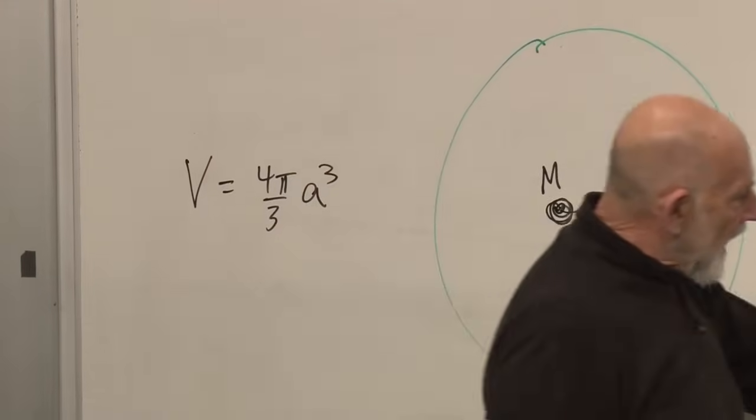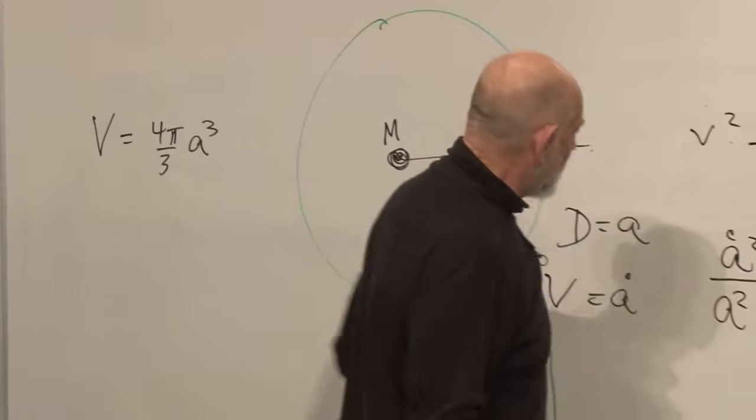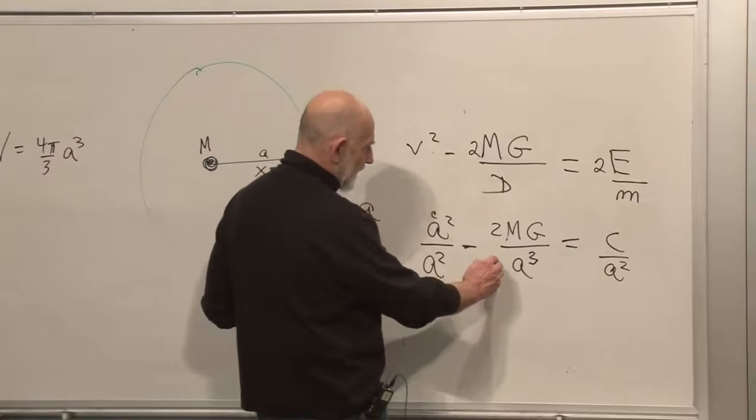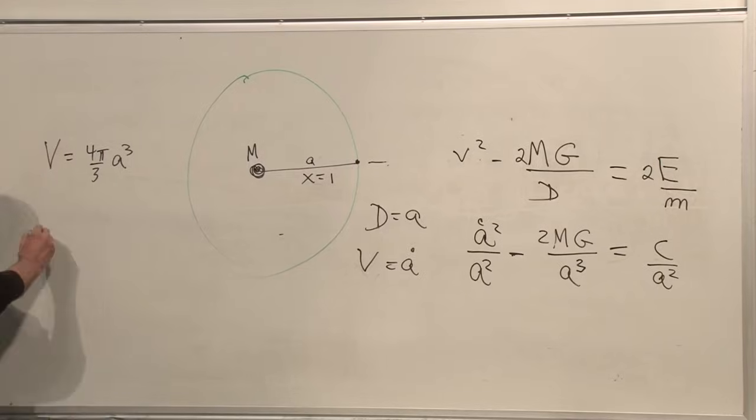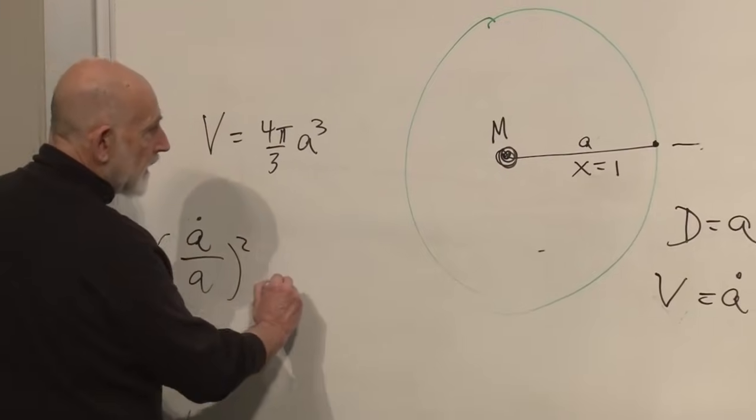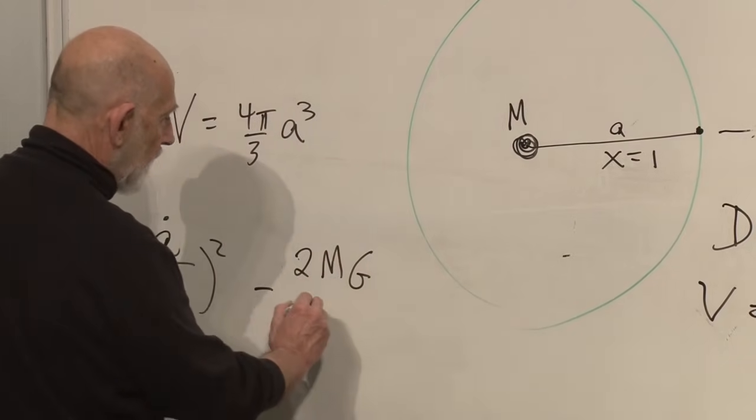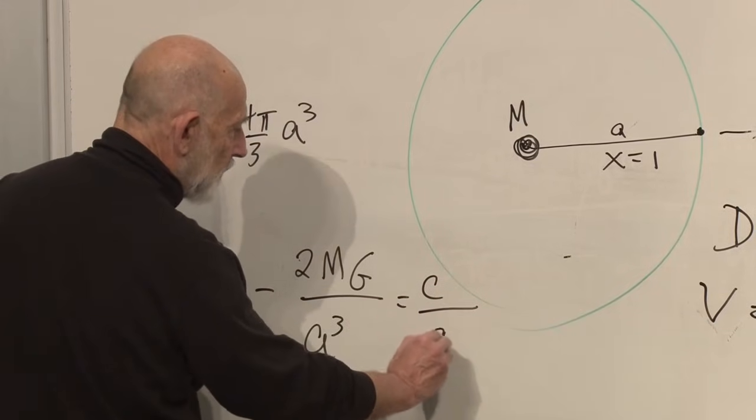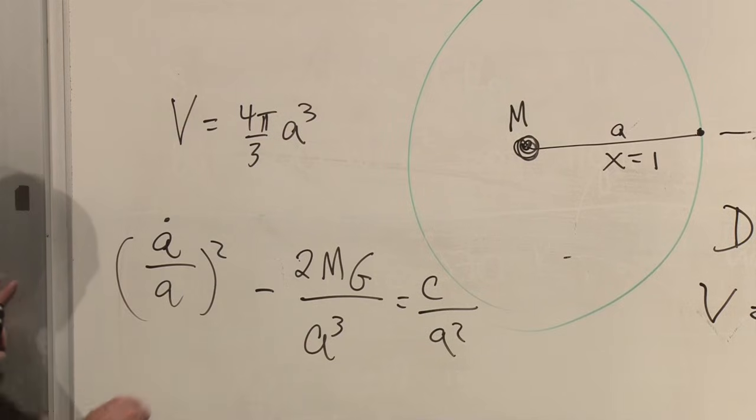So I have A cubed down here. That's not quite the volume of the sphere. Let's fix it so that it is the volume of the sphere. Let's multiply. Well, I don't want to botch up this equation too much. Let's rewrite it. A dot over A squared minus twice mg over A cubed is equal to a constant over A squared. But now let's multiply and divide by 4/3 pi.